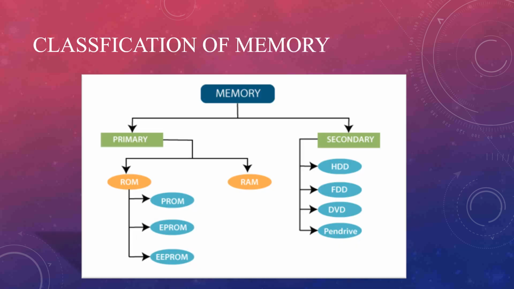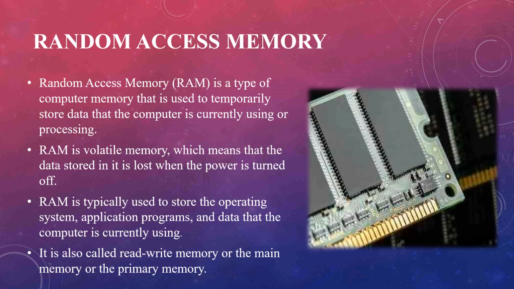Next is the classification of memory. It is divided into primary and secondary. Memory is used to store whatever data we give. From primary there are two types, RAM and ROM. ROM has other types also: PROM, EPROM, EEPROM. And secondary memory devices have types like pen drive and DVD. Next, let's move on to RAM.